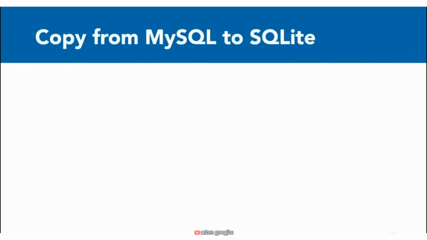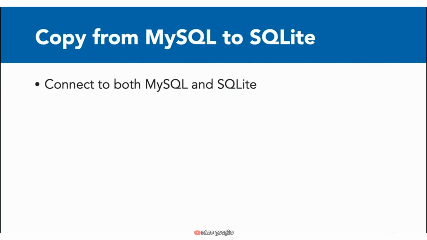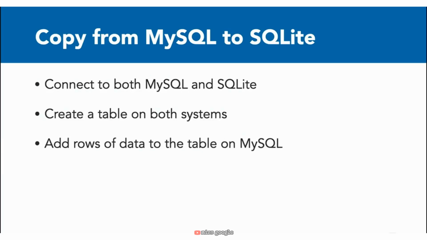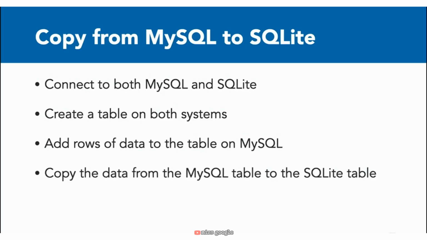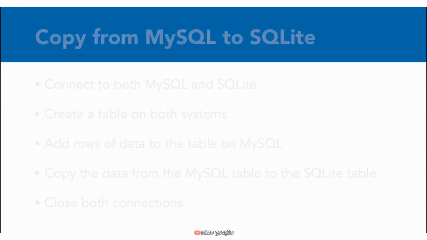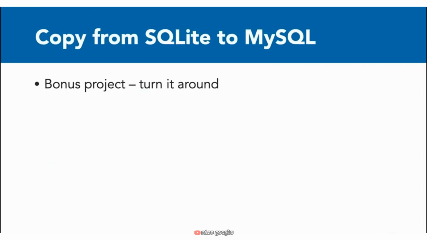Congratulations! If you've been following along, you now have enough knowledge to write a useful utility. For this challenge, you will copy all the rows of data from a table on a MySQL database to a table on an SQLite database. In your script, you'll need to create connections to both MySQL and SQLite. You'll need to create tables on both systems. Then you'll add rows of data to the table on MySQL. Then you'll copy that data from the MySQL table to the SQLite table. You'll close both the connections, and for bonus points, write another version that copies from SQLite to MySQL.